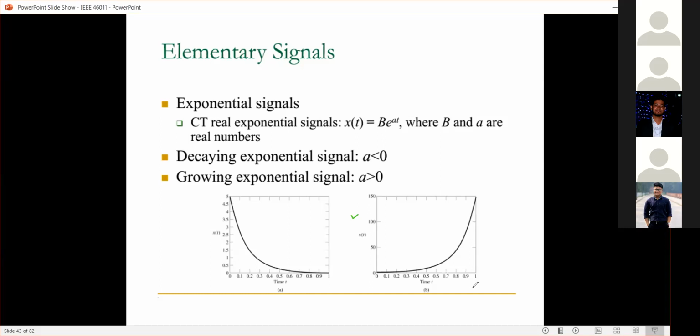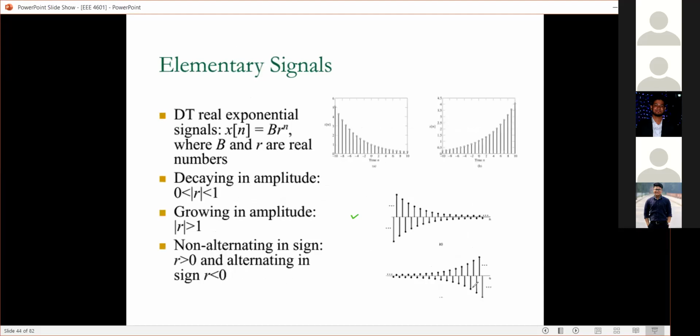This is your exponential signal, and you know how exponential signals change with time. Now our DT signal of this type can be something like this. Consider that we have a signal x[n] equal to b into r to the power n. Now r can be less than 1 or greater than 1. If r is greater than 1 and n is increasing, then what will happen? This signal becomes an unbounded type signal, isn't it?